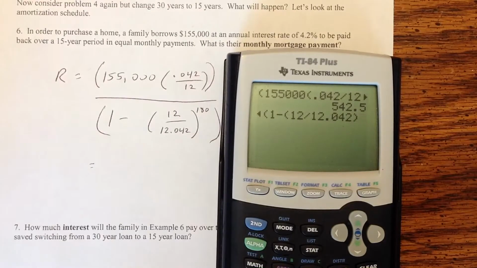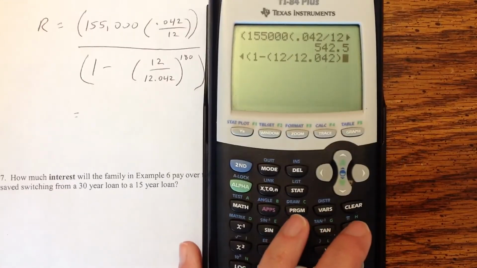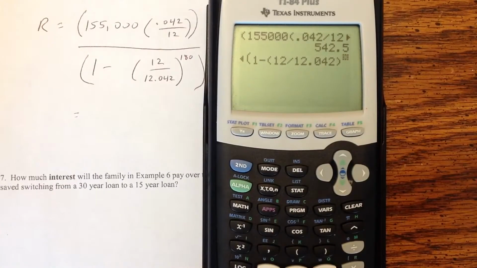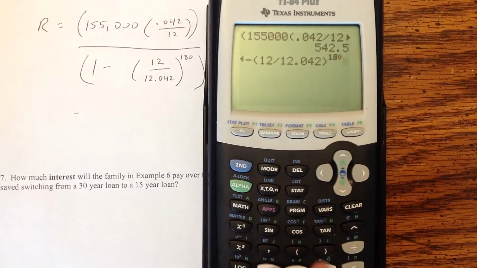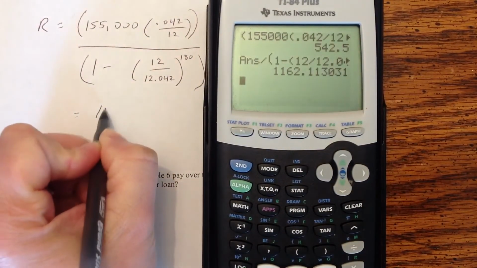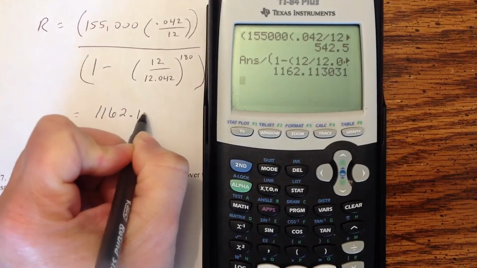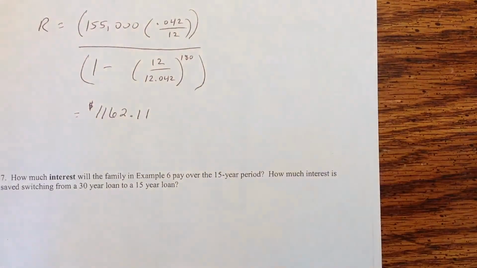That is raised, so I'm going to hit the caret key on my calculator, and I'm going to raise that to the 180. For my calculator, I have to arrow back out to close those. So here is my payment, my monthly payment, if I switched my loan to be over 15 years rather than 30.